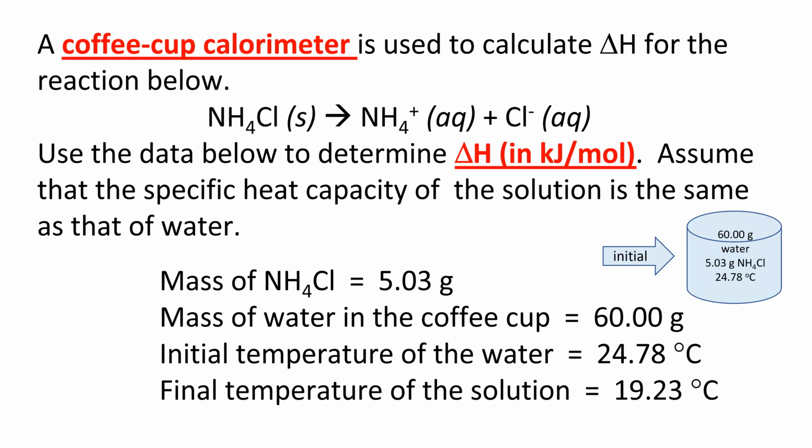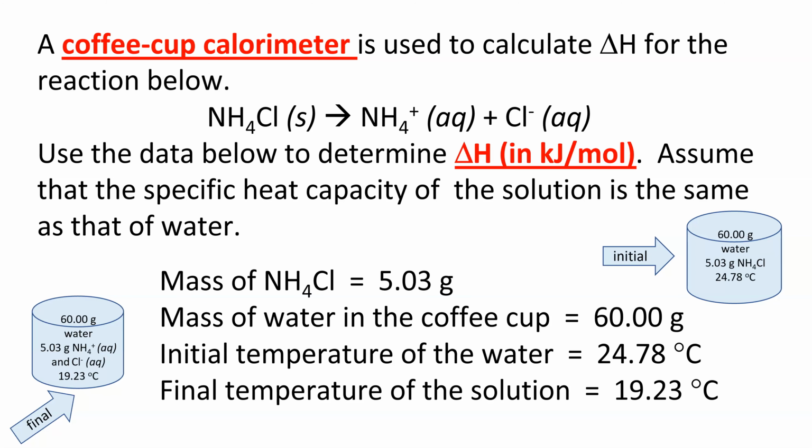Okay, we'll add some pictures to help visualize what's going on here. So initially, we have separately 5.03 grams of our solid, NH4Cl, and we've got a little coffee cup calorimeter full of 60 grams of water, and they're both at room temperature, 24.78 degrees Celsius.